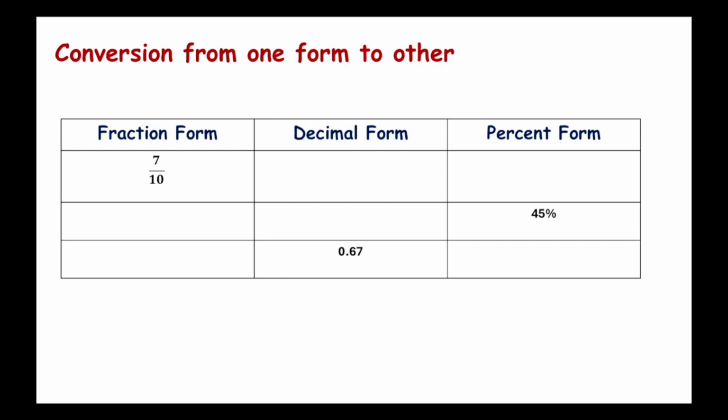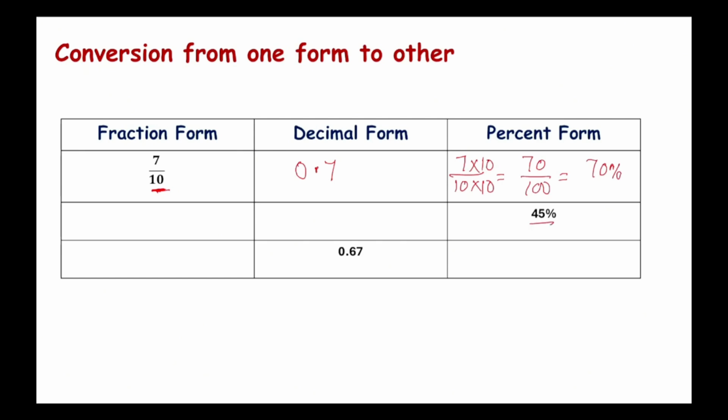Here we will see conversion from one form to another. If the question is given in one form, we can write it in the other two forms. For example, the first one is given in fraction form. We can write the decimal and the percent form for this. How can we write it? This is directly given with denominator 10, so the decimal for this is 0.7. For percent, we will multiply 10 in the numerator and 10 in the denominator. So that is 70 over 100, which is 70%.